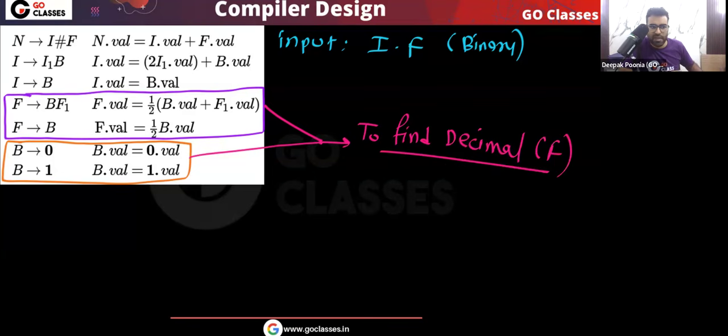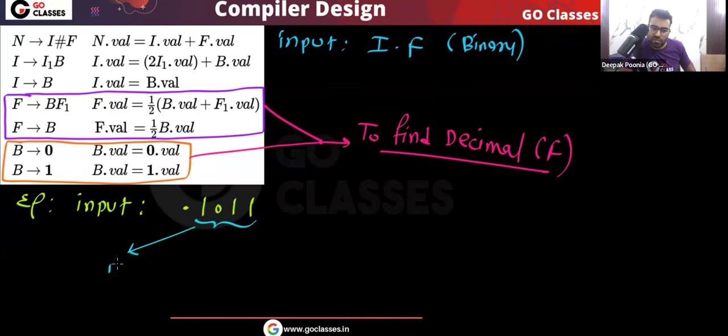Now here notice one thing. When we find the decimal of the fractional part, what are the weights? Let me give you one example. Consider this input, let's assume your input is 0.1011. Then you can see that this is the fractional part. Okay, yes or no? This is your fractional part f. Correct? Now notice how to convert this to decimal.